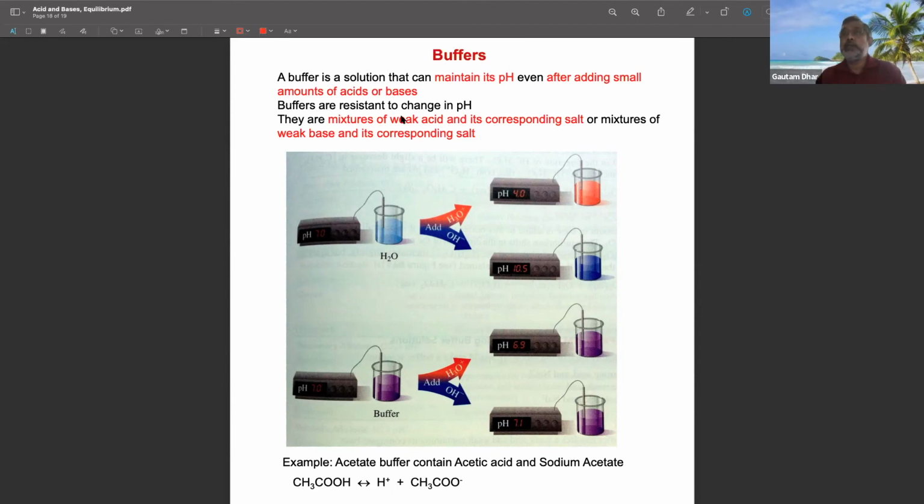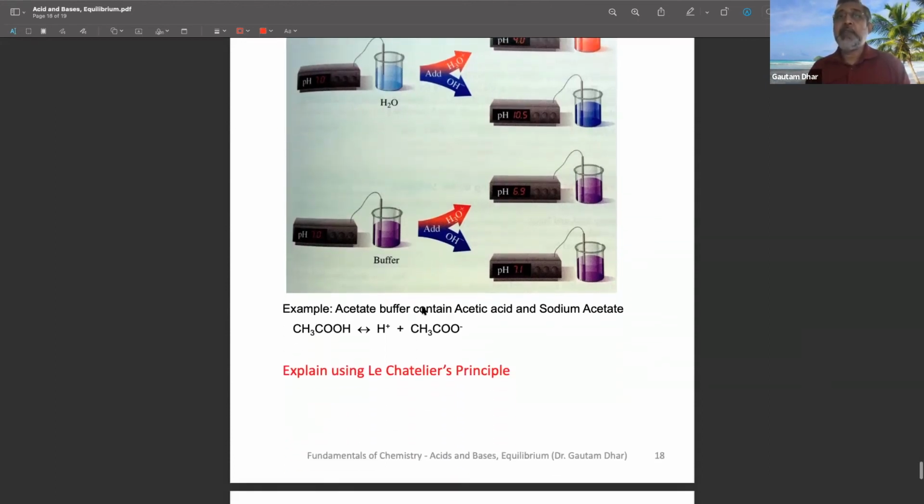That means a weak acid, name a weak acid like acetic acid, and the salt, that means acetate. So you can take a weak acid and its corresponding salt, or a weak base and its corresponding salt. So if I take acetic acid, which is a weak acid, and then the salt is sodium acetate, the corresponding salt of this acid, these two will make a buffer system.